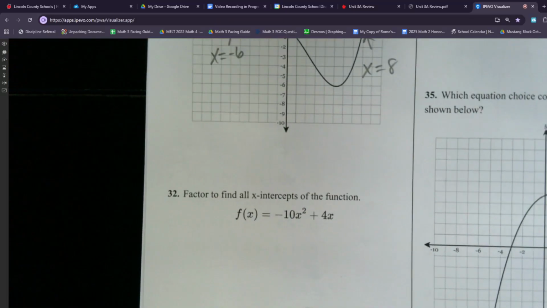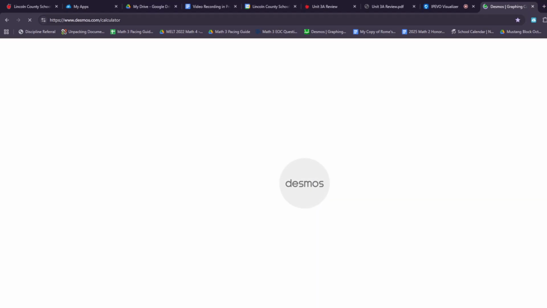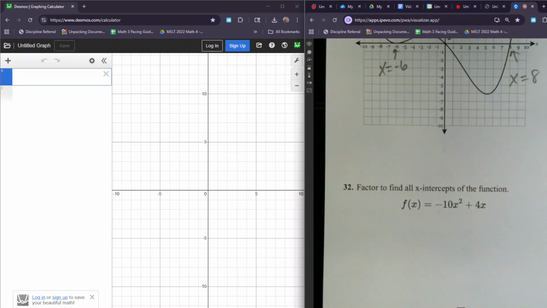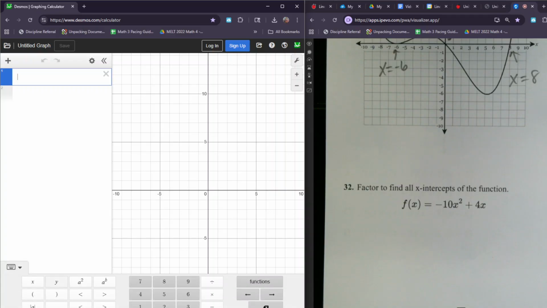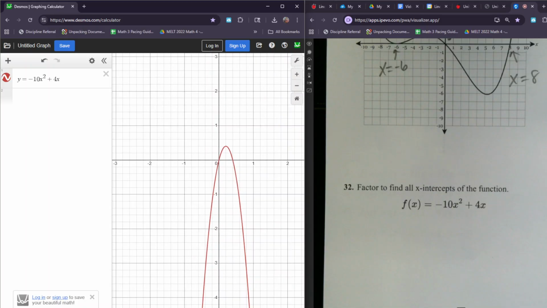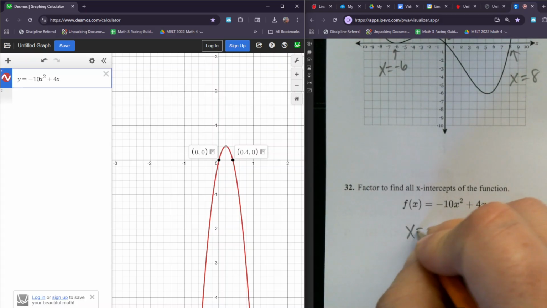Factor and define all x-intercepts of a function. Now what we're going to do here, I would put this in Desmos. That'll make it easier for you. It may take a little bit of figuring out, but not too bad. So all you're doing here, y equals -10x squared plus 4x. Find all the x-intercepts. So I know one of them is x equals 0.